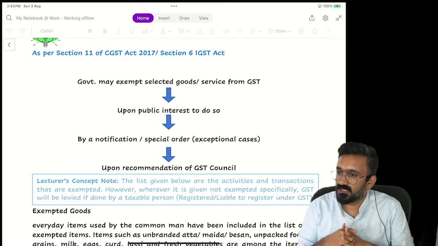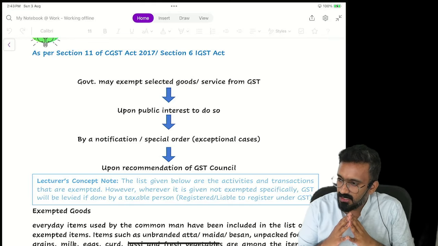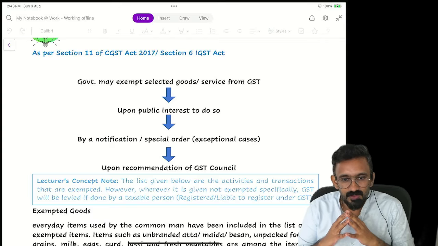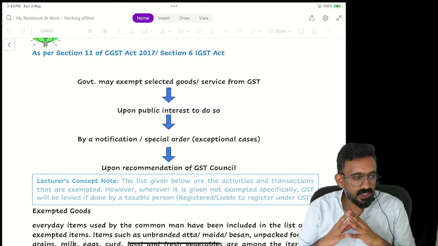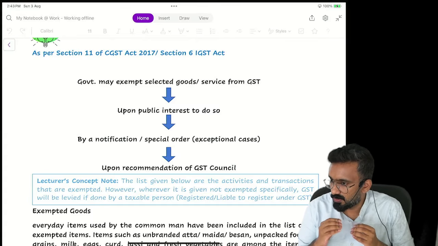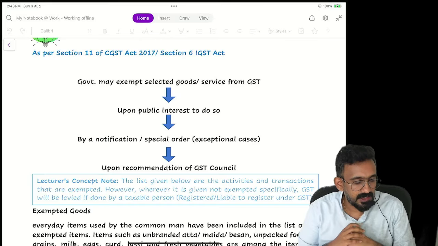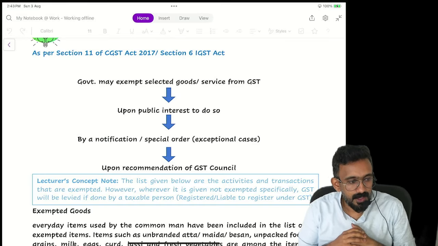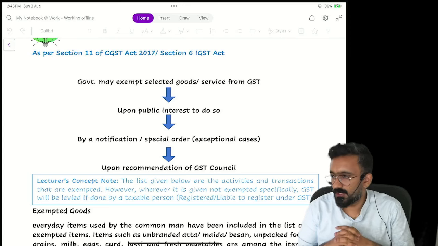So first I will look at the section, try to understand which section gives the government power to exempt goods and services from GST. It is section 11. What does section 11 say? I have split the section into easier wording. Government may exempt selected goods or services from GST in public interest, by notification or special order in exceptional cases, upon recommendation of the GST Council.